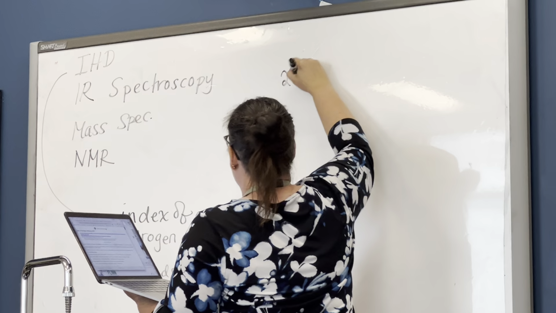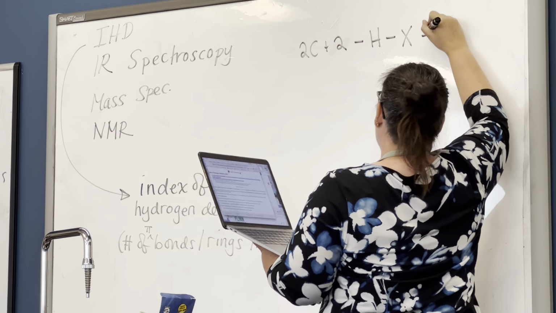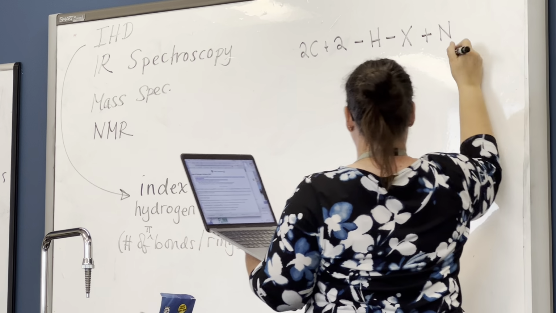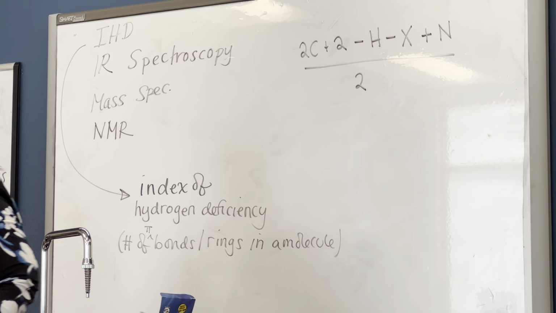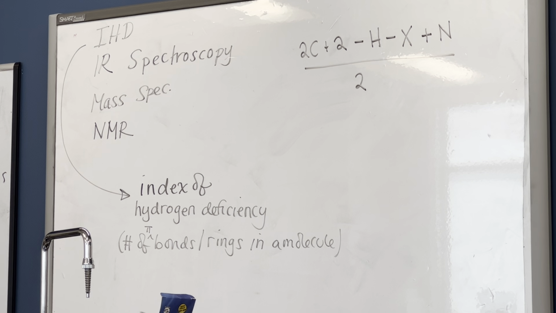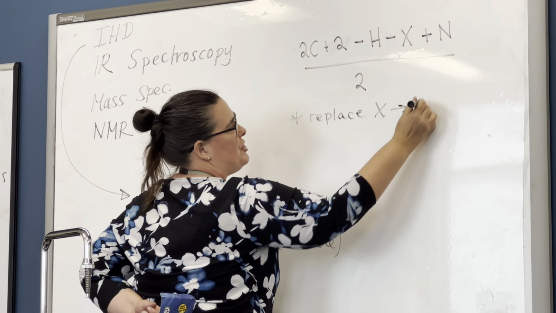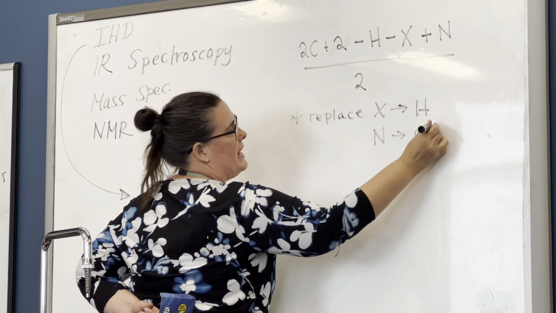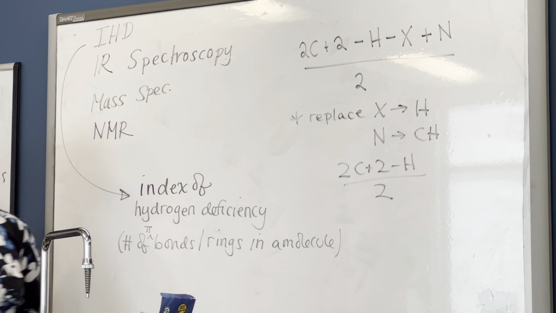It's going to be 2 carbons plus 2 minus the number of hydrogens minus the number of halides plus N, all over 2. That's like one too many things for me. I don't know how you feel. It's not one too many things for you, clearly. I can't retain it. So the other choice is replace X with H and replace N with CH and do 2C plus 2 minus H over 2, which again is just that 2N plus 2 rule that I saw with the alkanes.